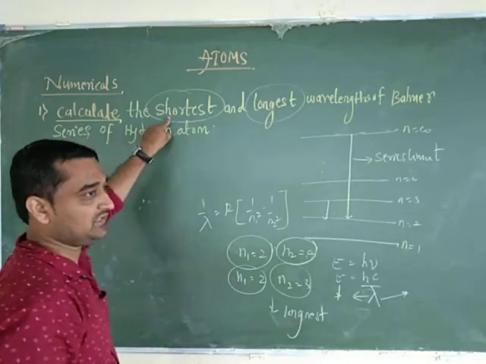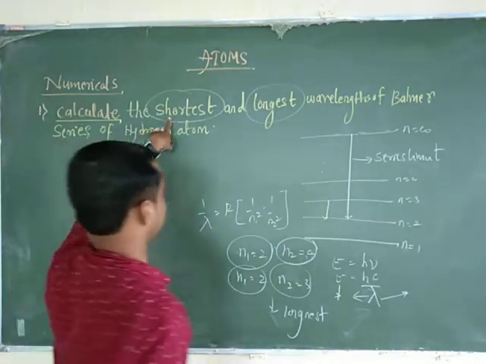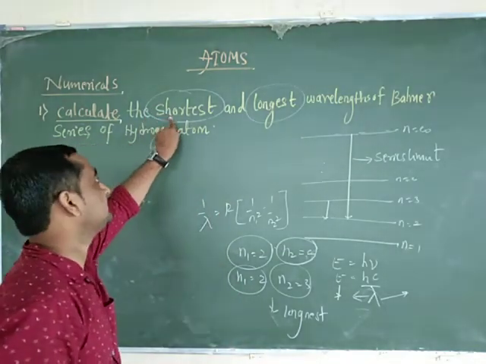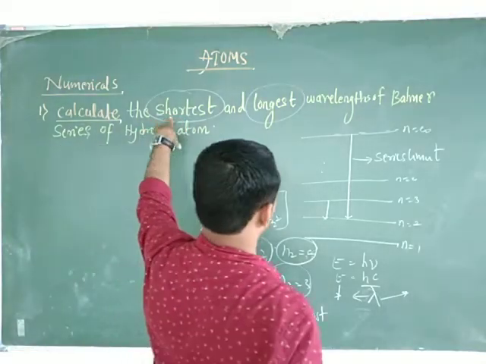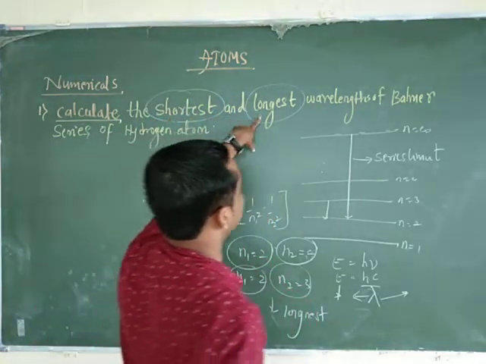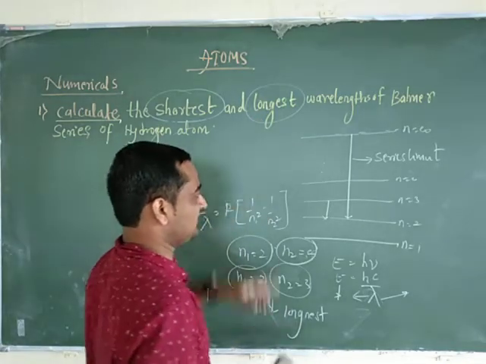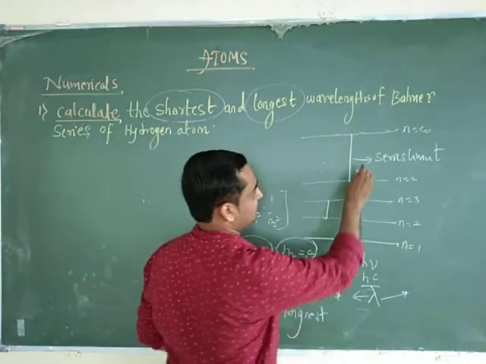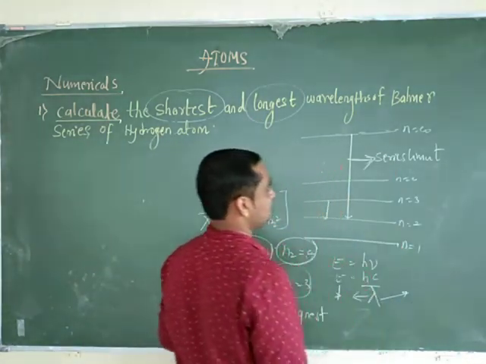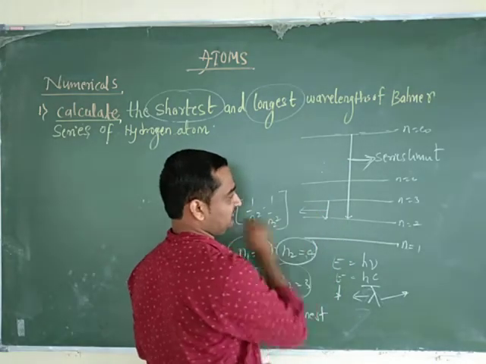Shortest wavelength. That means what? Highest energy. Right? Shortest wavelength means the highest energy. Now, longest wavelength means what? Lower energy. That is the first transition. The last one is called the series limit, and this is the first member of the series.